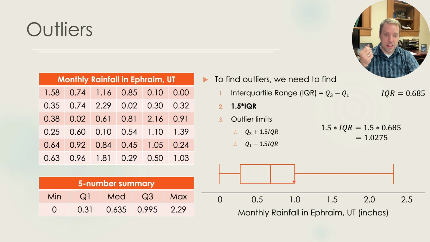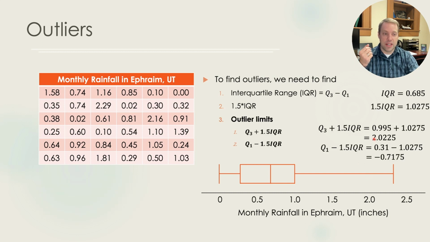So we start at 0.995, which is actually where the third quartile is. And we add 1.0275 to that. And that will give us 2.0225. We just add the two numbers together. And that will bring me up to this point, just above 2.0225 exactly. But that's one side.